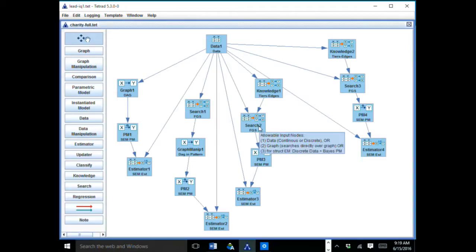So the charity case, did anybody find a model that fit the data? That had a p-value for model fit above 0.05? Yeah? Can I ask a question about the lead case? Sure. How was it modeled in the original paper?